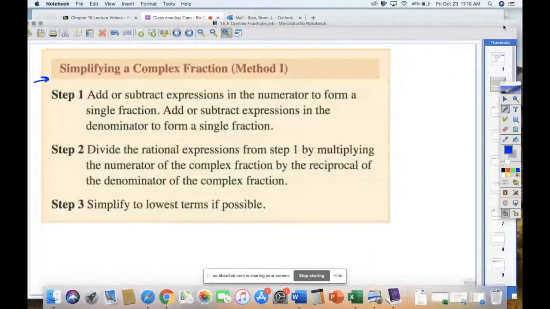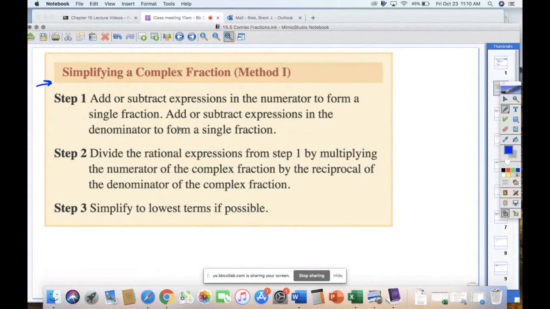All right. So we have three steps here. We have add or subtract in the numerator. All this is saying is simplify the numerator, simplify the top to a single fraction. And then it says simplify the denominator. So we're going to simplify the top and simplify the bottom. That's all we need to understand for our steps: simplify the top, simplify the bottom into single fractions.